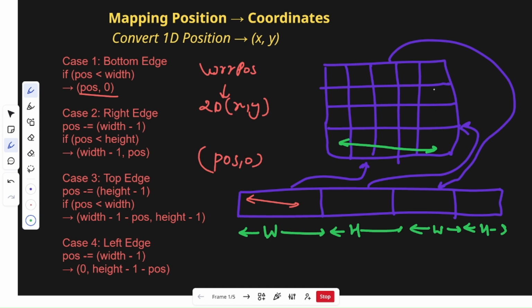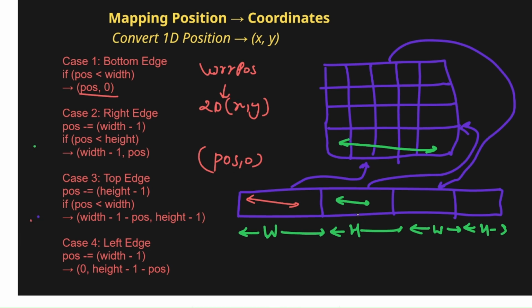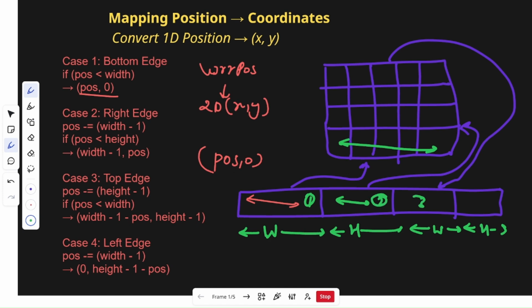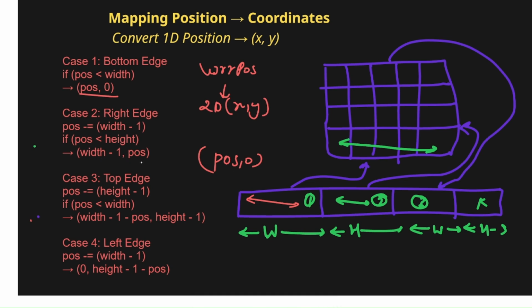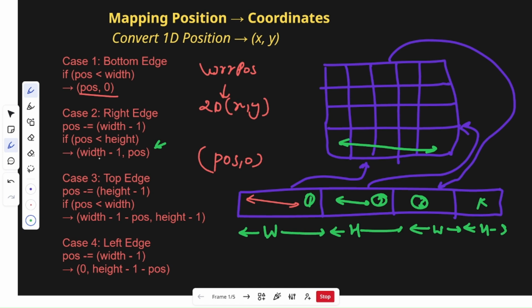That means if the position lies beyond this part, first we subtract this part, then we check if it is less than the height, which means it is on the second part. If you number the parts first, second, third and fourth, and it lies inside the second part, then we return width minus 1 comma position, because for this part the y coordinate will be position, and the x coordinate will be width minus 1 because we are using zero-based indexing.